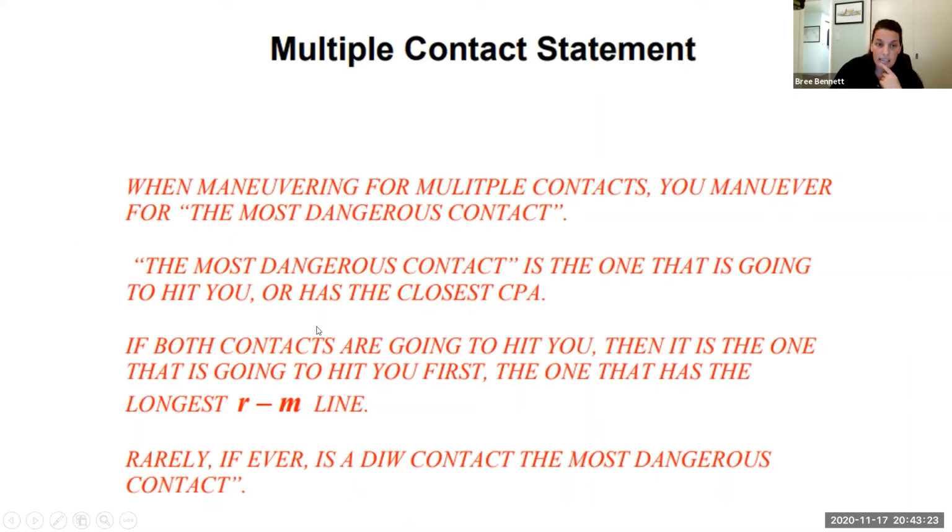This is the handout. I think it's in the reference material. So again, who is the closest CPA? If both contacts are going to hit you, then which one is going to hit you first? Meaning who has the longest relative motion line, meaning going faster. Rarely, if ever, is a dead in the water contact the most dangerous contact. Yes, if a dead in the water contact is directly ahead of you, it's dangerous, but it might not be the most dangerous contact because its relative motion or its true speed is 0. Okay.